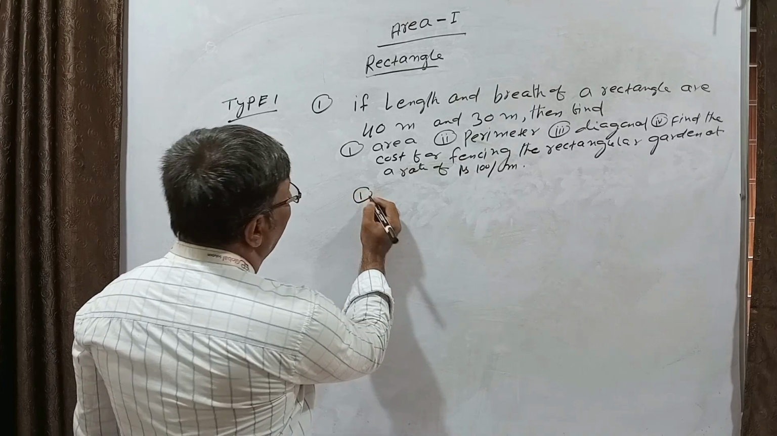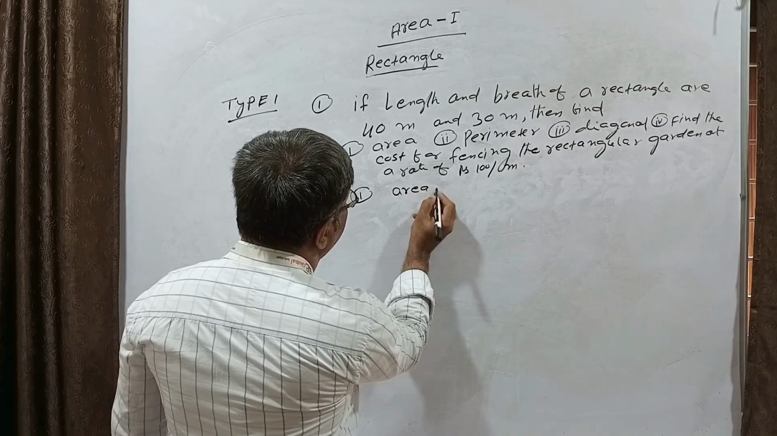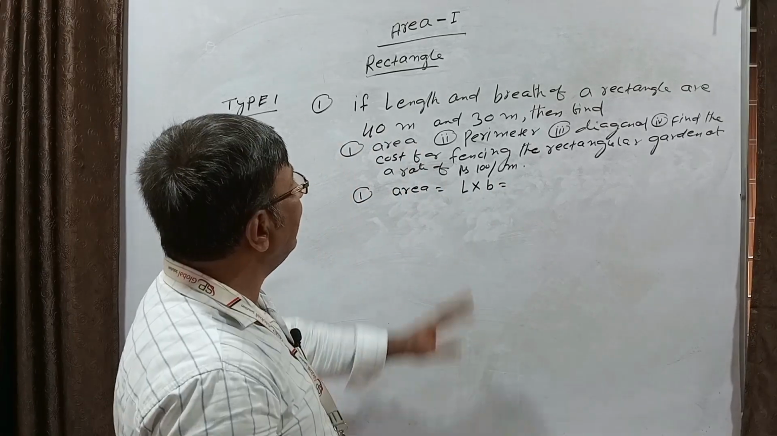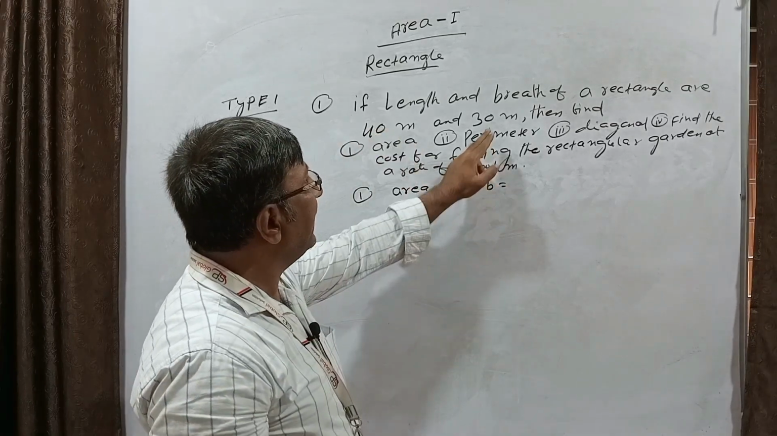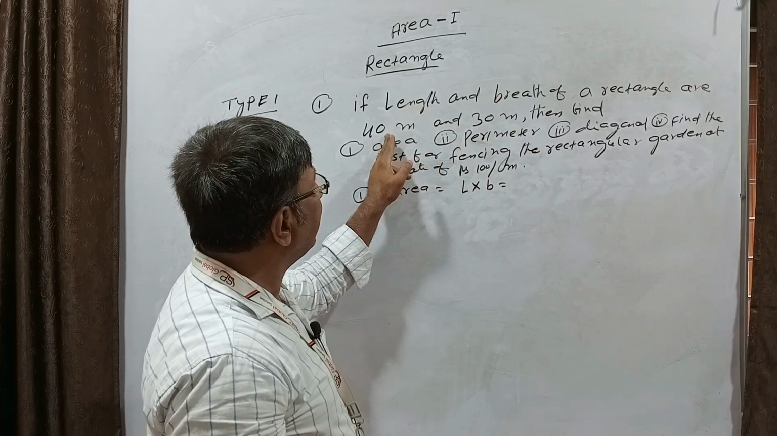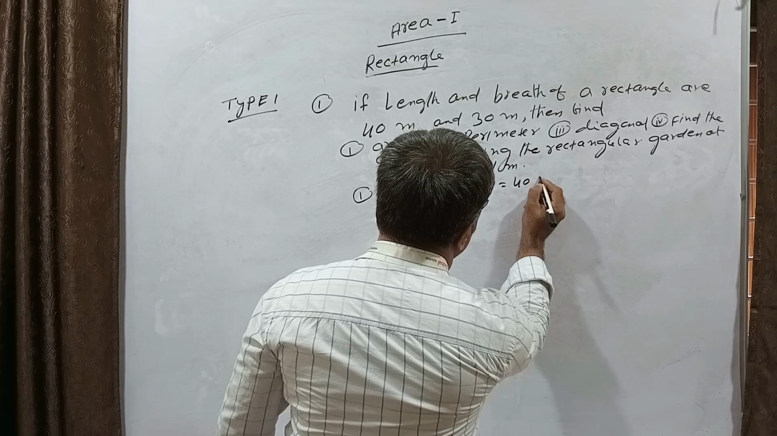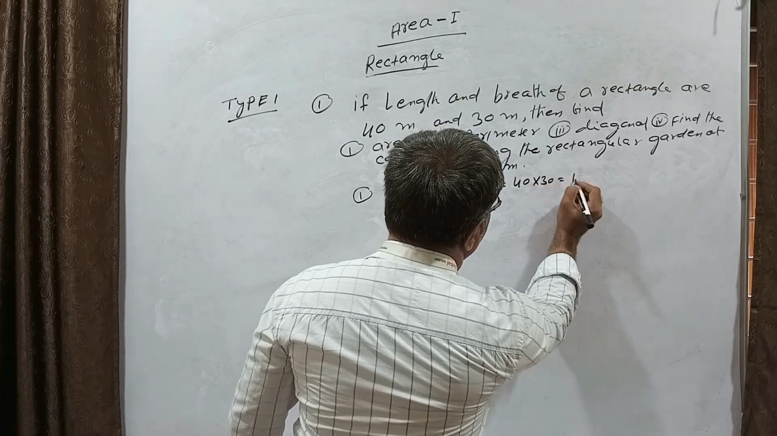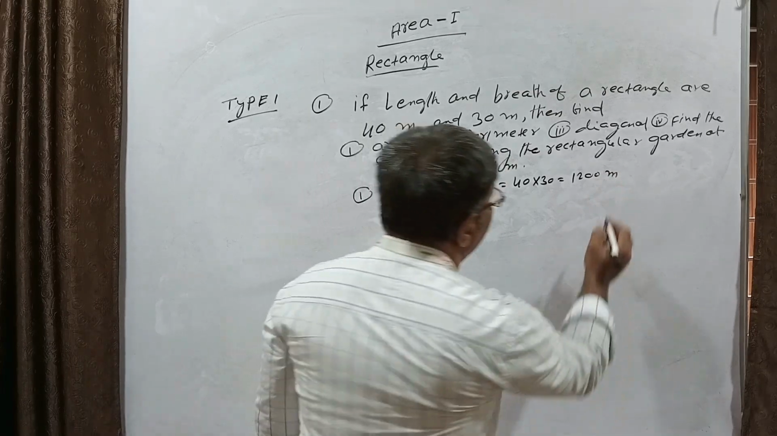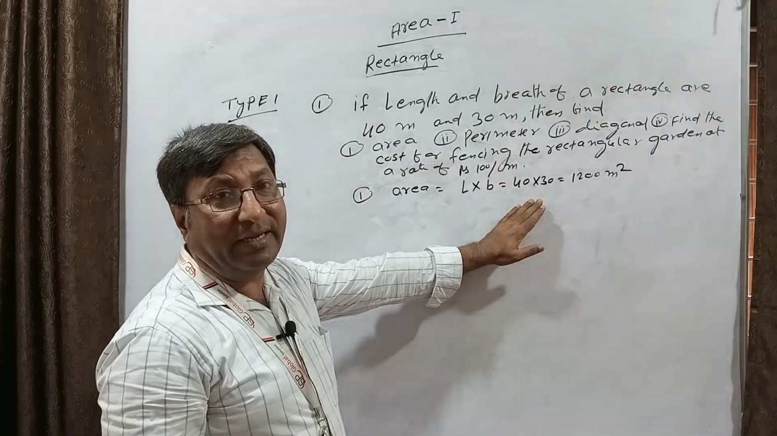So see the first question. We have to find the area of the rectangle. You know the area of a rectangle is length multiplied by breadth. Length is given as 40 meter and breadth is given as 30 meter. First length, 40 meter, second breadth, 30 meter. So 40 multiplied by 30 is 1200. Area is always in meter square. So 1200 meter square is our right answer for the area.